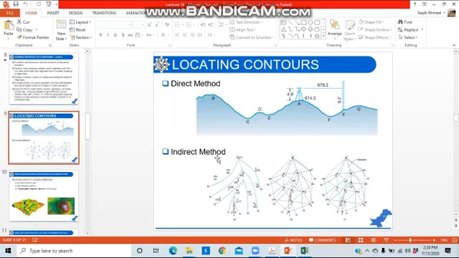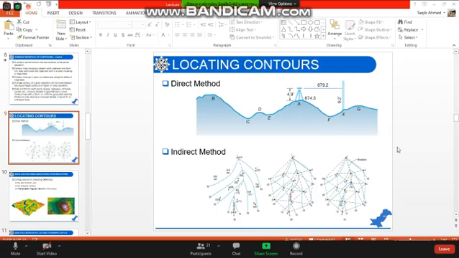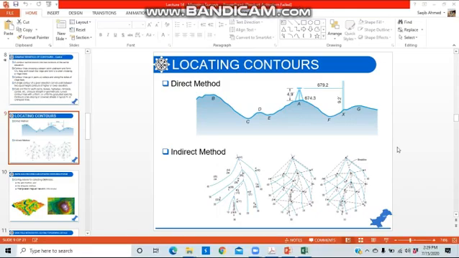The direct method is where you use your total station. You select your horizontal control and vertical control, and from that control you measure the angle in vertical direction, you measure the angle in horizontal direction from whatever your reference line or reference point is, and then you measure the slope distance or horizontal distance, right?